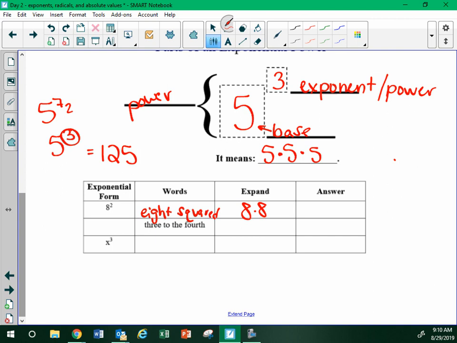And does anyone know what 8 squared is? 64. Very good. Right, so notice our next row only has the words. So 3 to the 4th. And what that means is 3 to the 4th power. So my exponential form, 3 is my base, and 4th means a power of 4. So 3 to the 4th. When we expand that out, 3 times 3 times 3 times 3. And I think that's 81. Is it 81? Yeah. Our answer is 81.